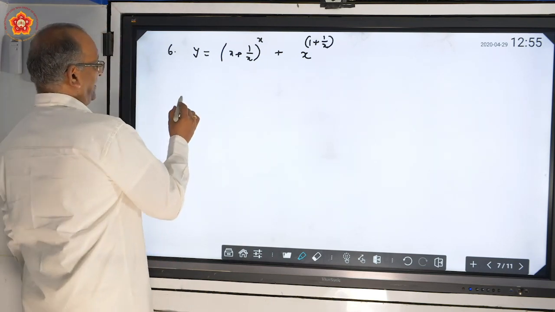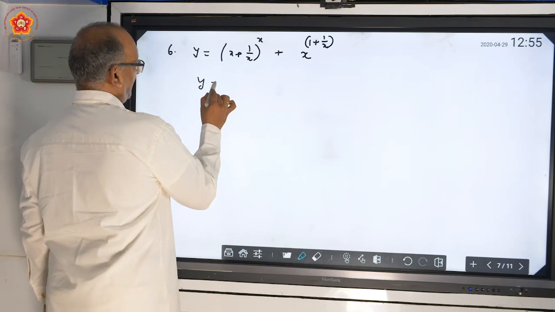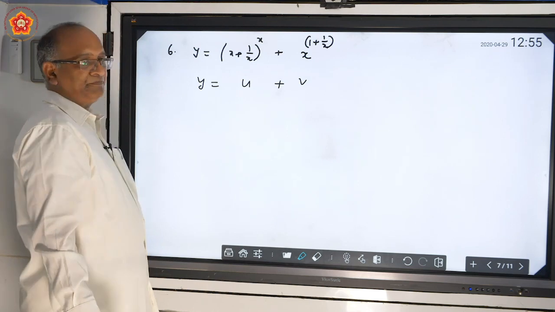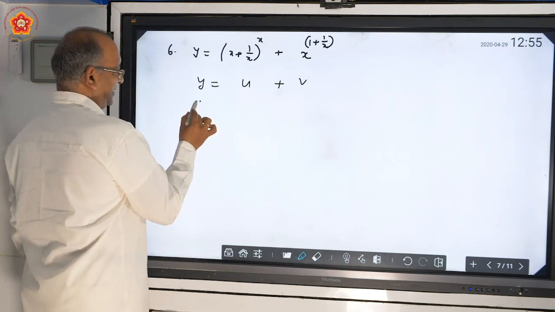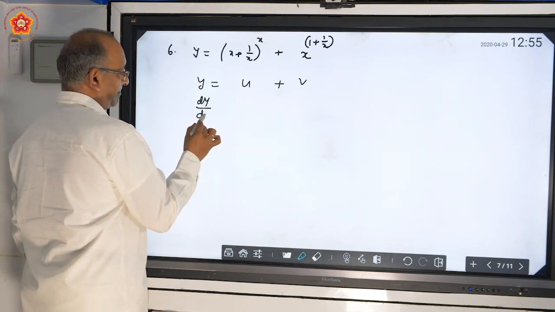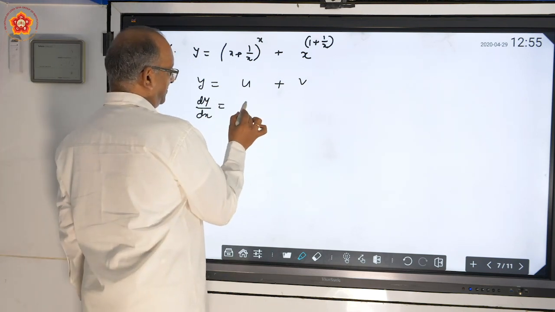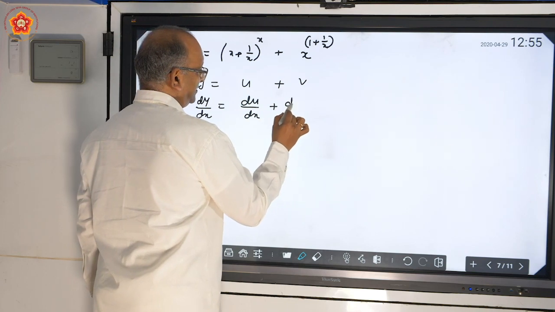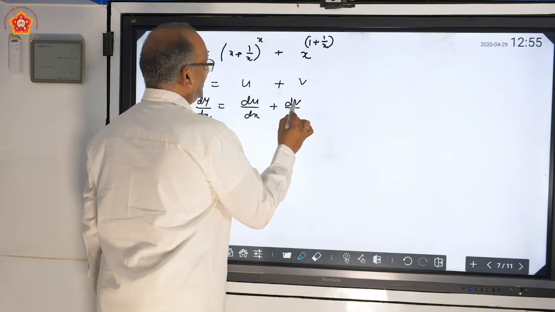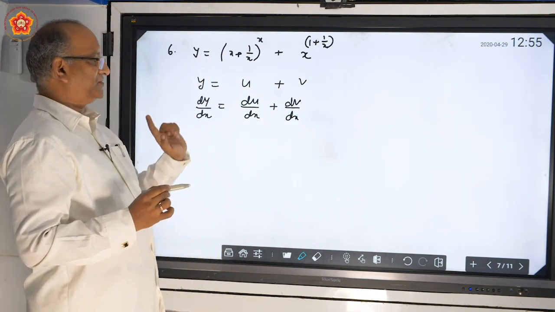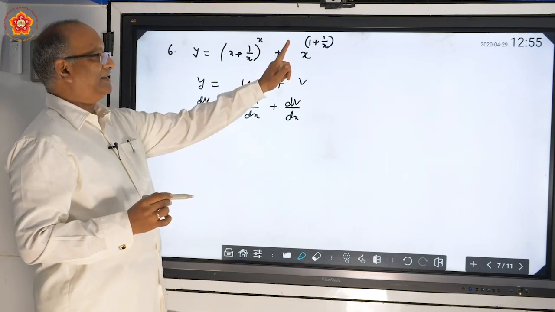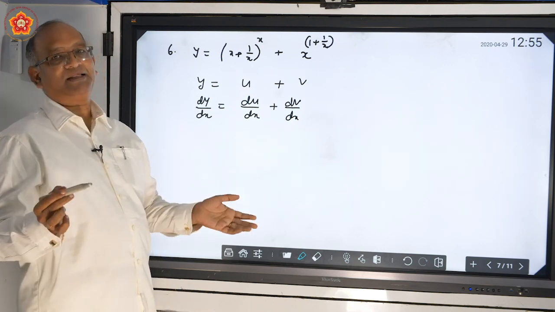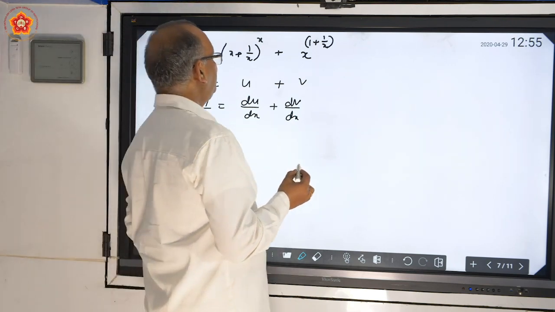So y is equal to u plus v. So we write dy by dx equal to du by dx plus dv by dx. If you are considering the first function as u, find its derivative. Take the second function as v, find its derivative, substitute and add, you get the answer. So let us take up each of them.